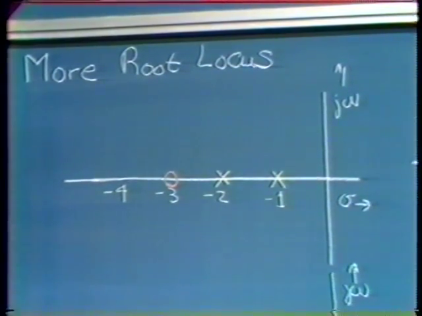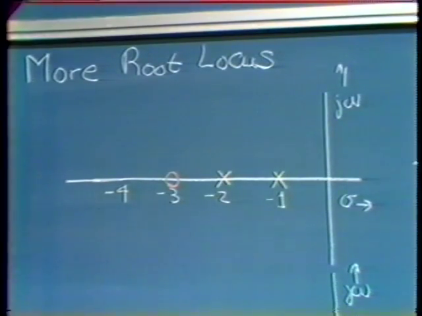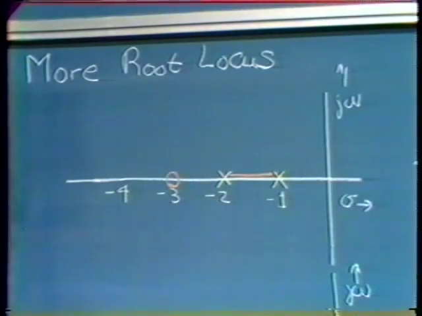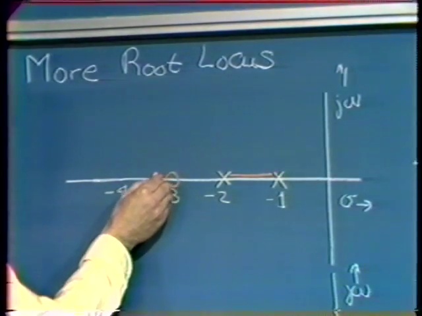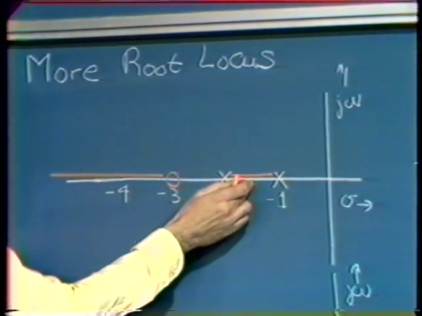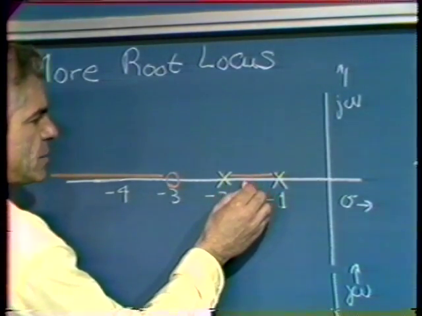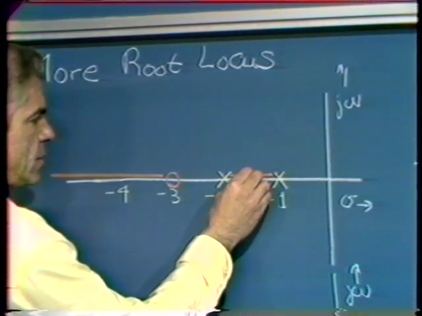Well, again, we can apply the rules we know, and when we do that, we find out that branches exist on the real axis here, where there's a single pole to our right on the real axis, and here, where there are two poles and one zero to our right. Again, an odd number of total poles and zeros to our right. If we think about this for a while, we realize that there must be a breakaway somewhere in here.